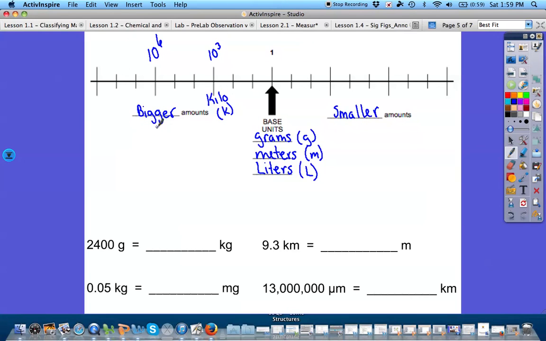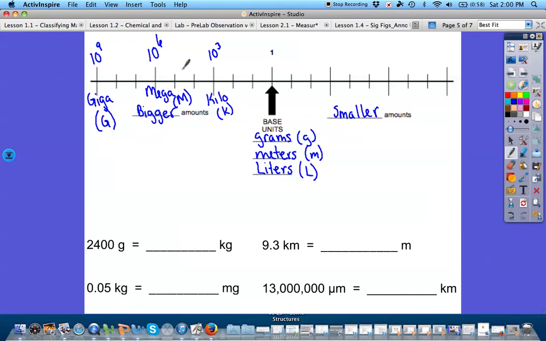10 to the sixth is mega, which is a capital M. And then 10 to the ninth is giga, like a gigabyte. And the symbol for that is a capital G.